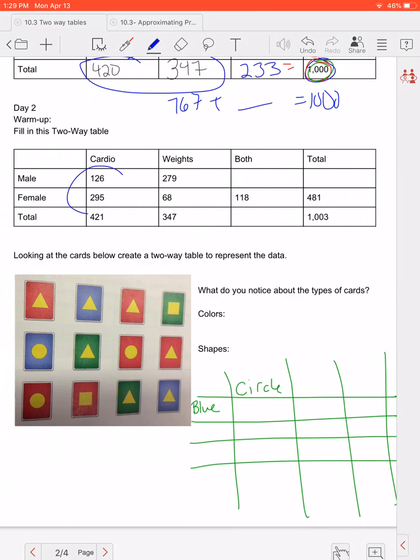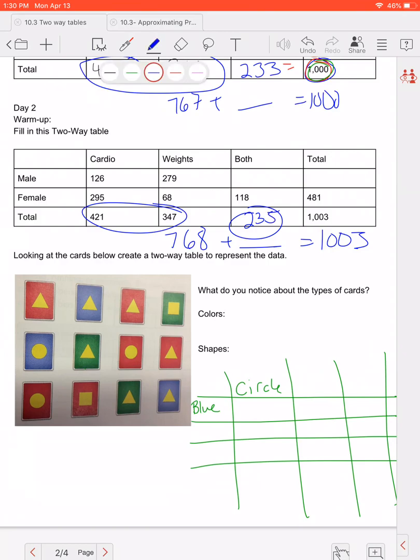So we've given you male and females who like cardio versus weights versus both. So I am going to figure out what this number is here first by adding these two together. So 421 plus 347 is going to be a total of 768, plus whatever that number is has to equal 1003. So I'm just going to subtract 768 from 1003. I keep hitting my numbers wrong on my calculator here. So that's going to give me 235 total people who like both cardio and weights.